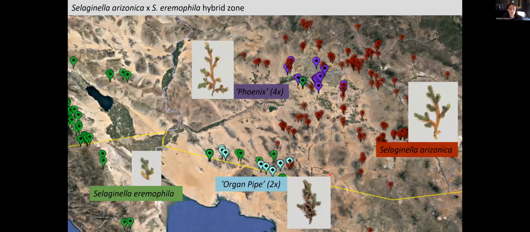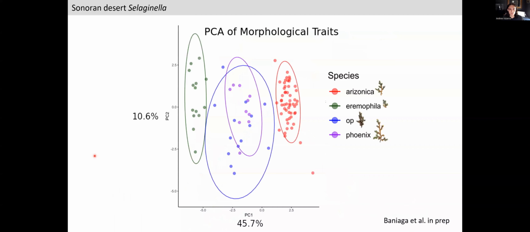Now, when we look at the ranges, we expect to find them somewhere geographically intermediate between the two parents, and that's exactly what we find. However, they occupy more extreme environments. This environment is about 1 to 2 degrees hotter and a little bit drier than the parental territories. And this was some work done by Anthony Baniaga, and he found that both hybrids are morphologically intermediate of the two parents.